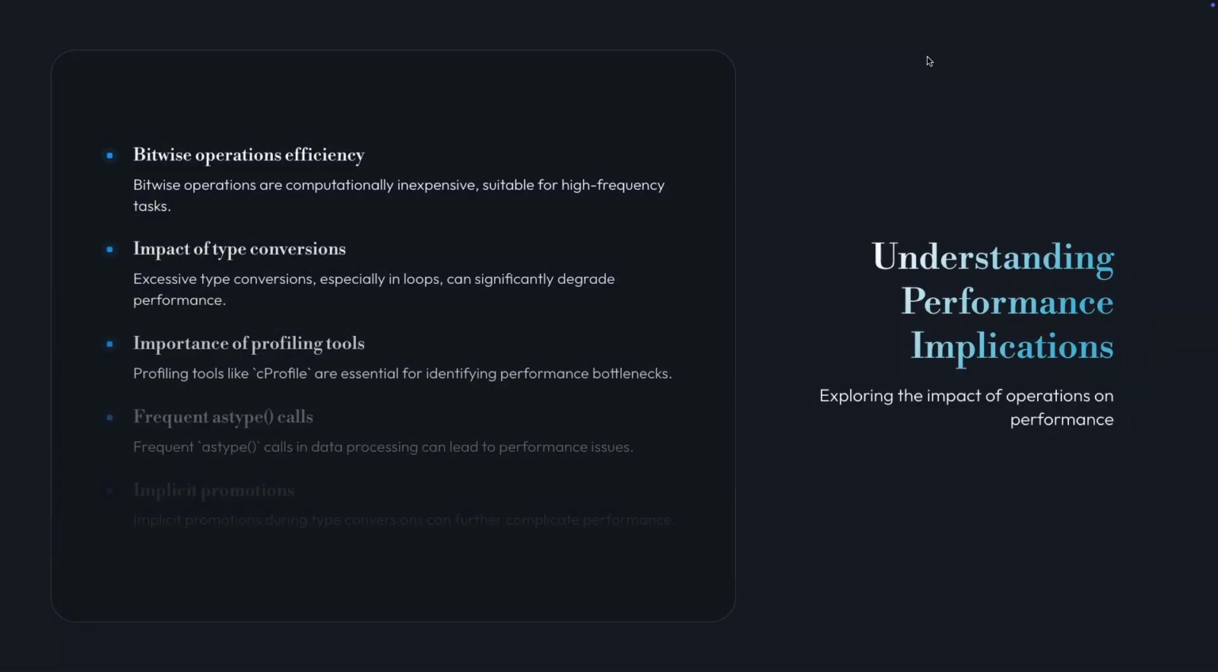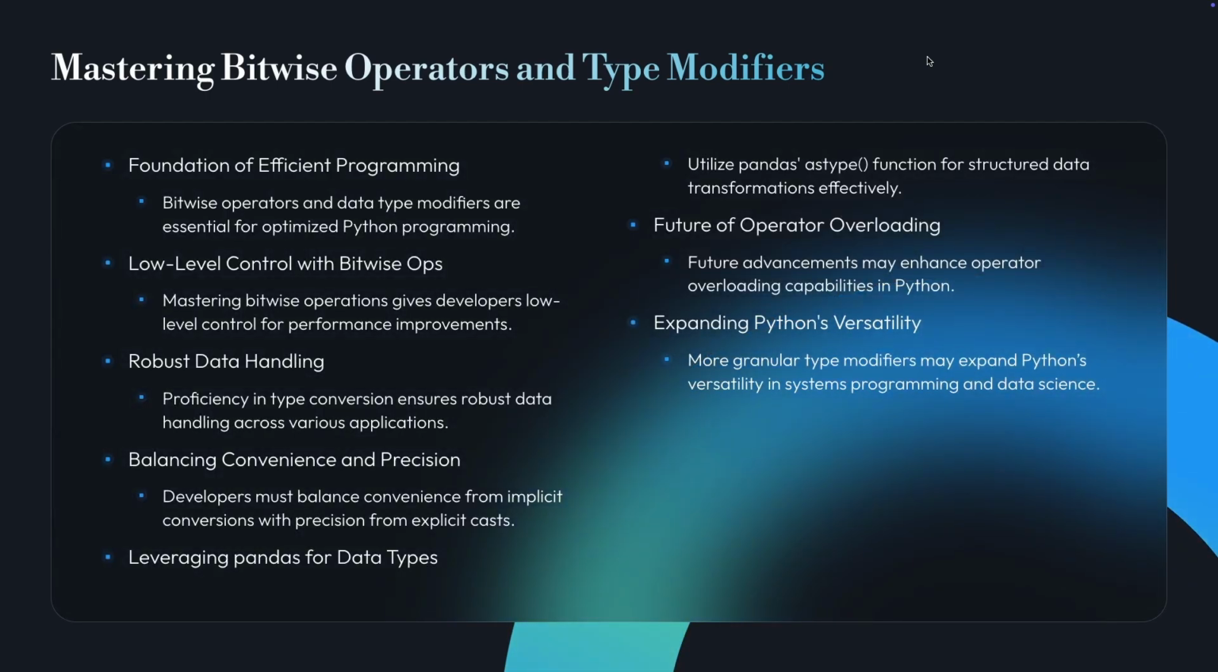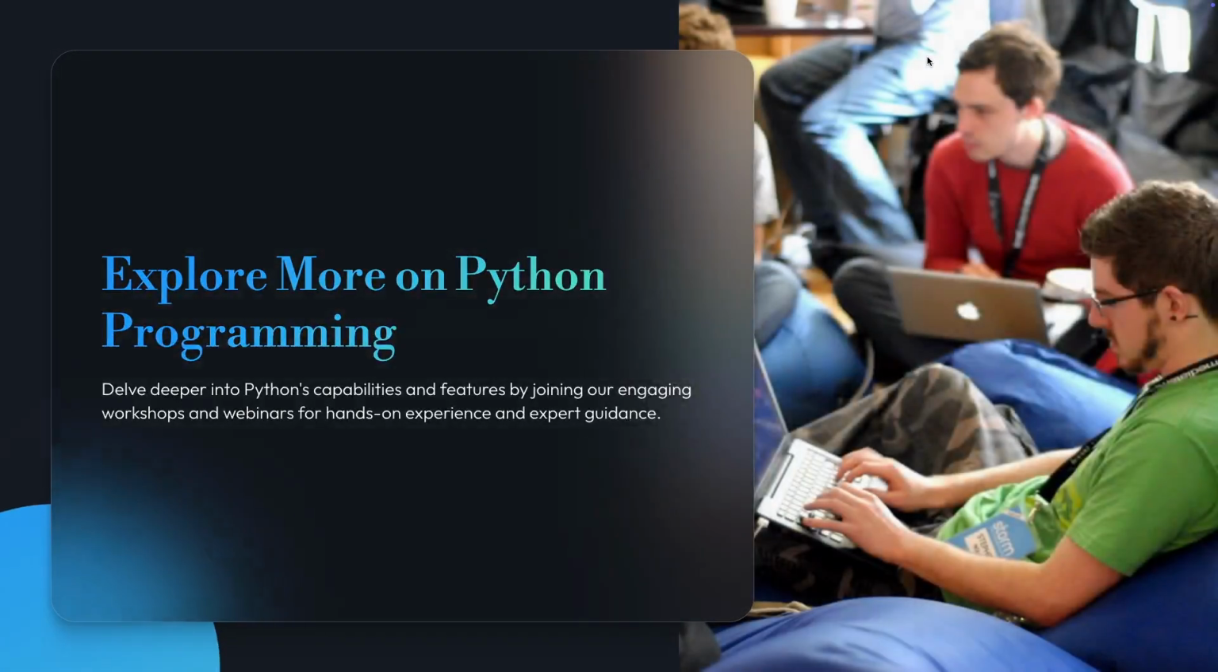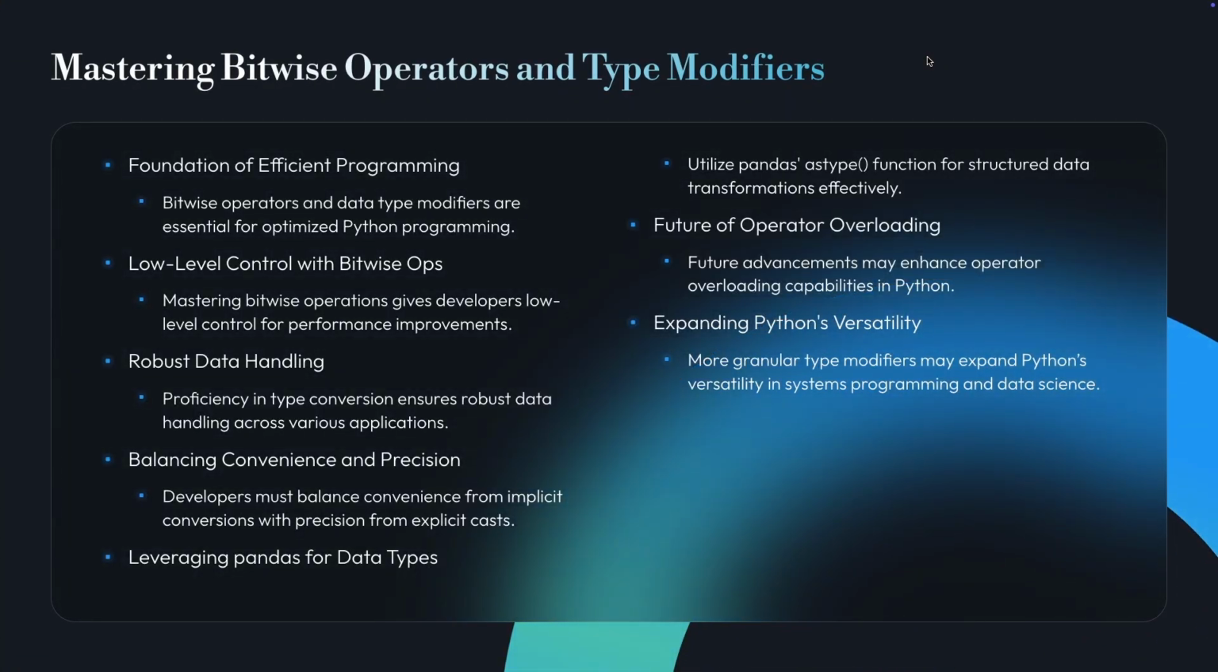Interesting. So wrapping it up, the source concludes that fundamentally, both bitwise operators and data type modifiers are pretty essential tools for effective Python programming. Yeah, they're different facets of controlling your data. Mastering bitwise ops gives you that low-level precision, that potential for performance tuning, while understanding type conversion, both implicit and explicit, ensures your data handling is robust, predictable, and you avoid common pitfalls. And like we said, the key is often finding that right balance. Leveraging Python's convenience where it makes sense, but stepping in with explicit control when precision or performance demands it.